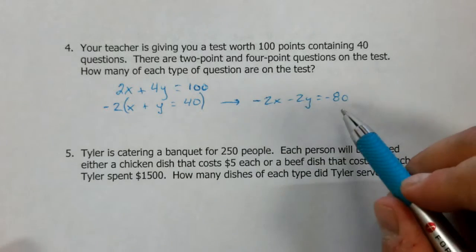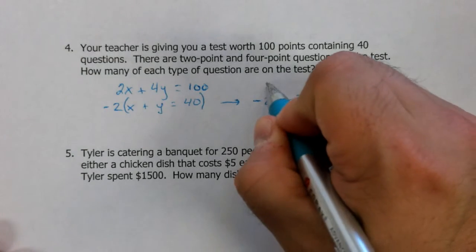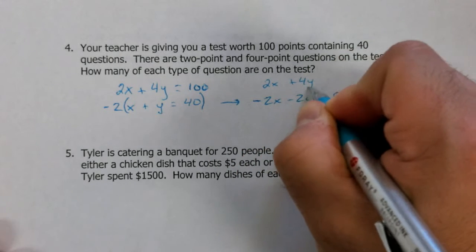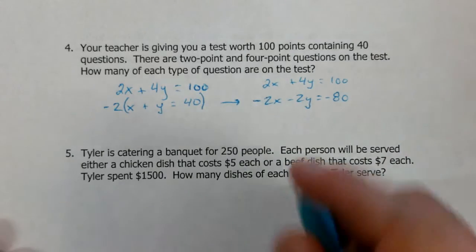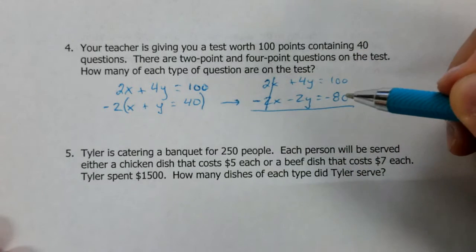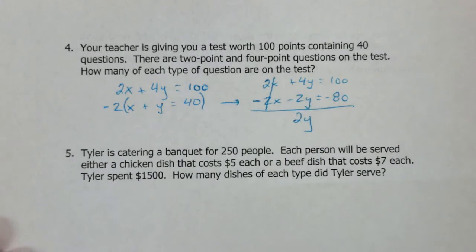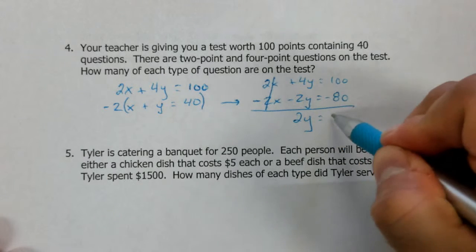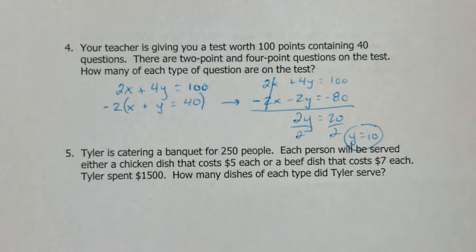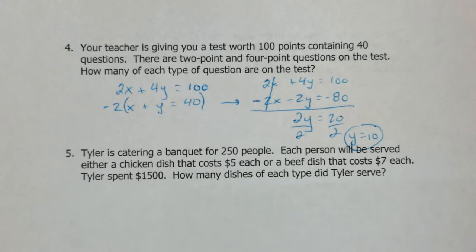So now this is my new equation. The bottom one has been manipulated so that I can cancel out. So I'm going to put the original first equation over, and it'll be 2x plus 4y equals 100. From here, this is elimination, and I can cancel out the positive 2x and the negative 2x, and now I have just one variable left to worry about. 4y minus 2y is 2y, and 100 minus 80 is 20. If I divide by 2, I'll get y equals 10. So there are 10 of the 4-point questions, because y is my 4-point questions.